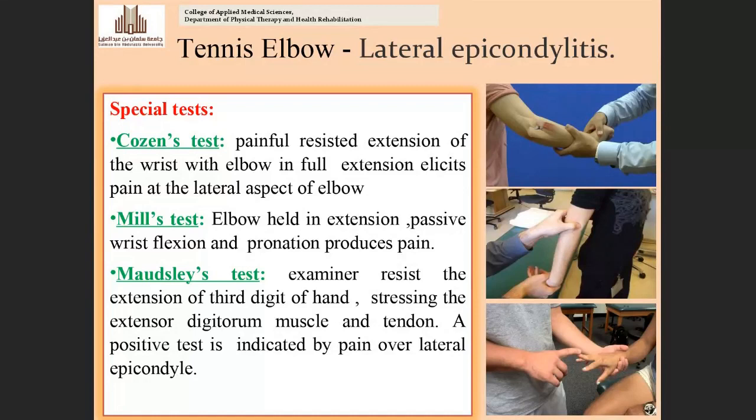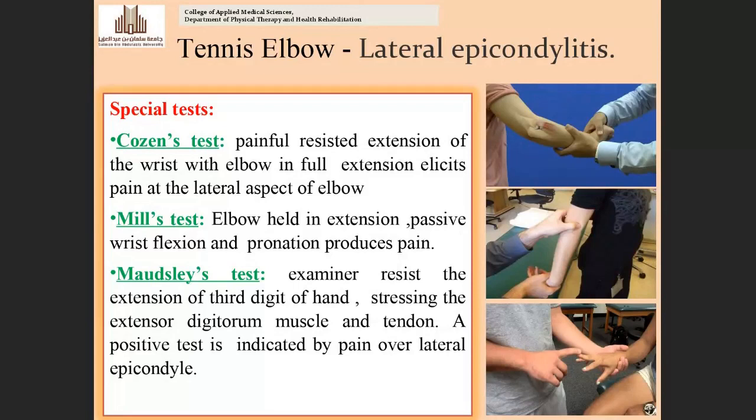So you can see figure 1, and in the second figure you can see the test known as Mills test, in which the elbow is held in extension and passive wrist flexion and pronation produces a pain sensation. So when you press that area, the person has pain, which may lead to a positive sign for tennis elbow.